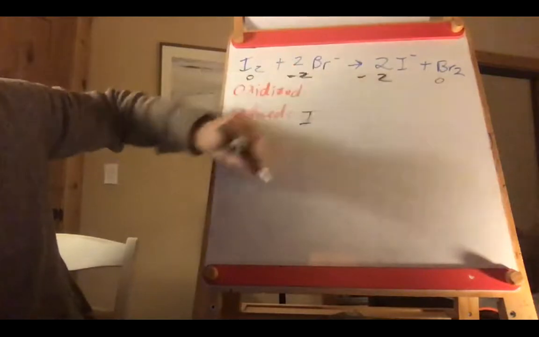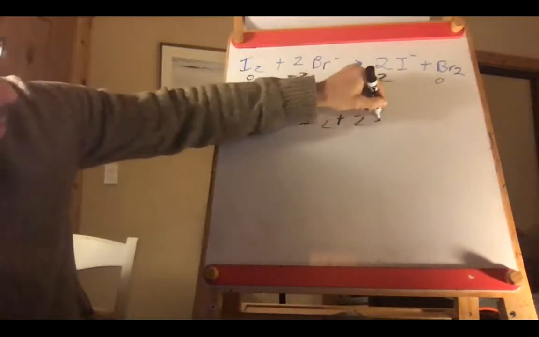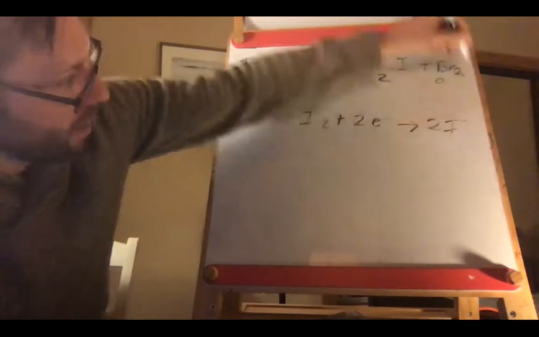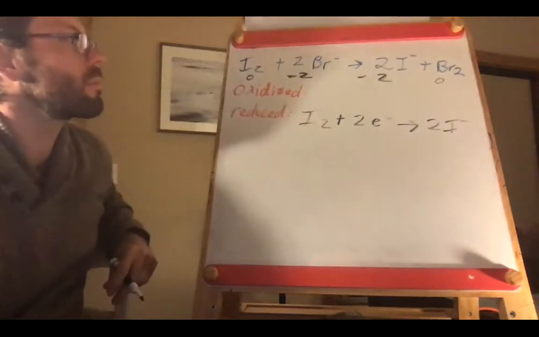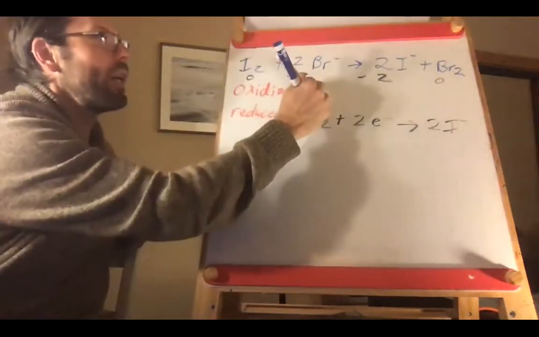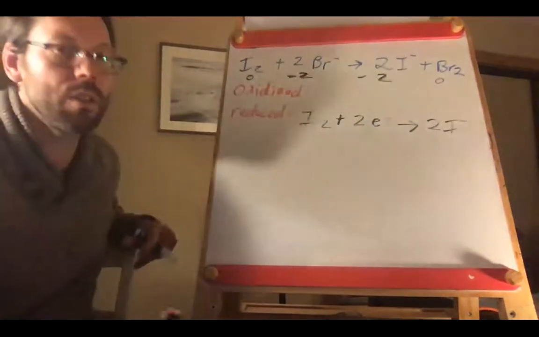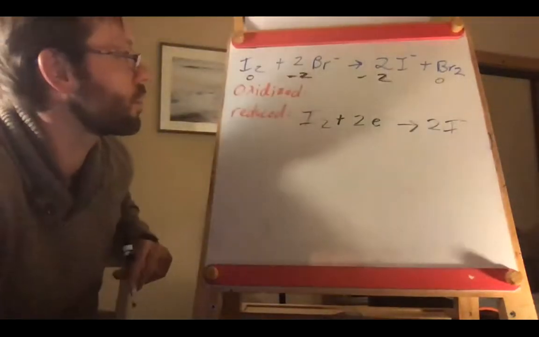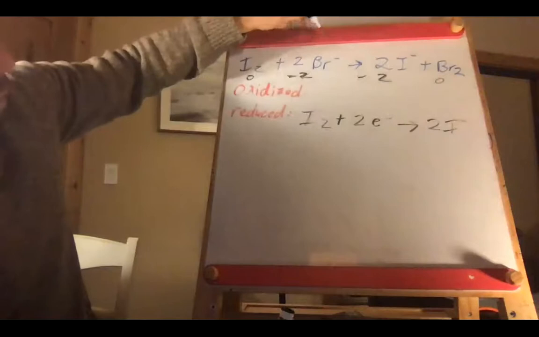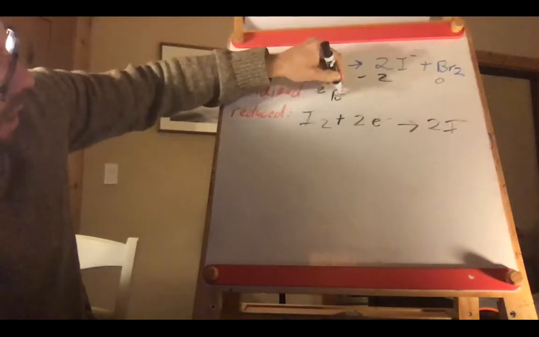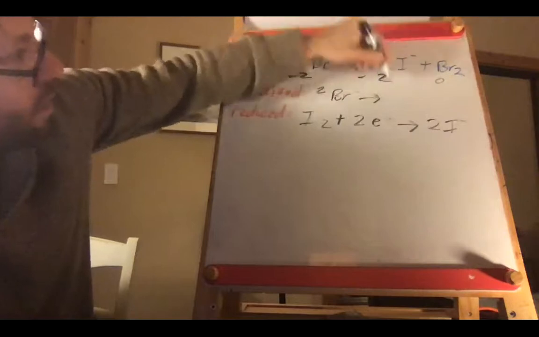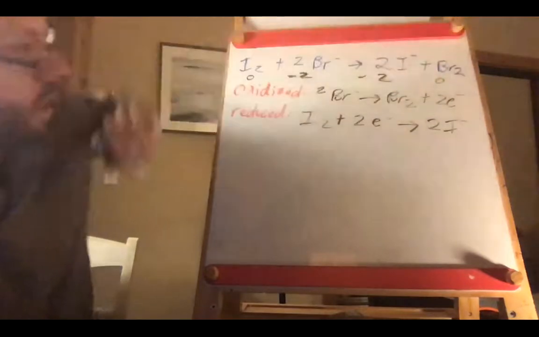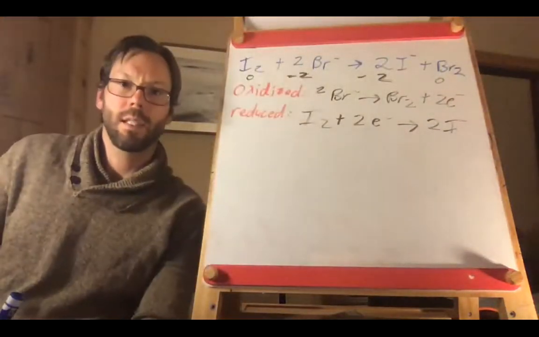So I2 plus 2e- yields 2I-. There we go. And here we go from -2 to 0. So it's lost electrons to gain that overall charge of 0. So that's going to be 2Br- goes to Br2 plus 2e-. There we go. Okay.